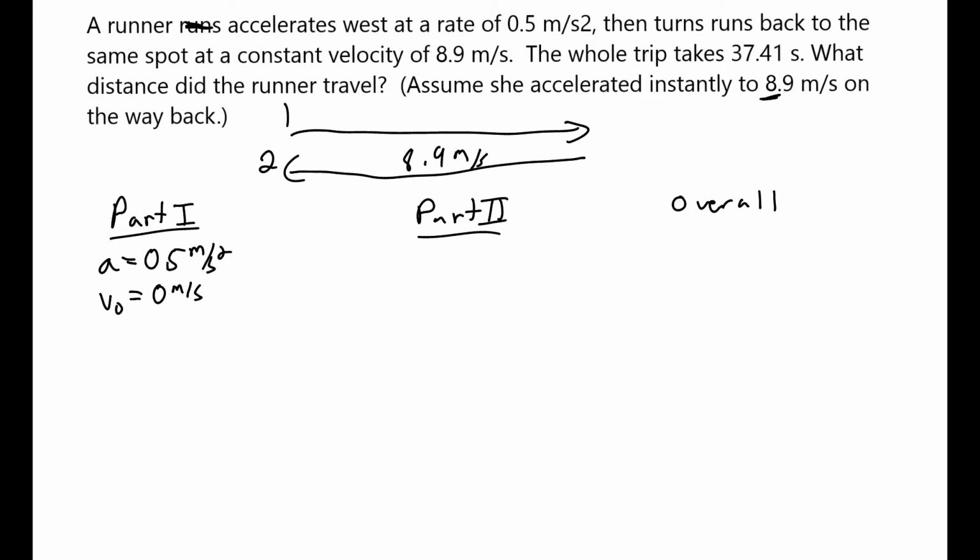What do you know about part two? Garrett? Yep, so we're just going to say it's constant velocity, so V equals 8.9 meters per second. When we use V without a subscript, just take that to mean that it's constant velocity, so it's the same everywhere.